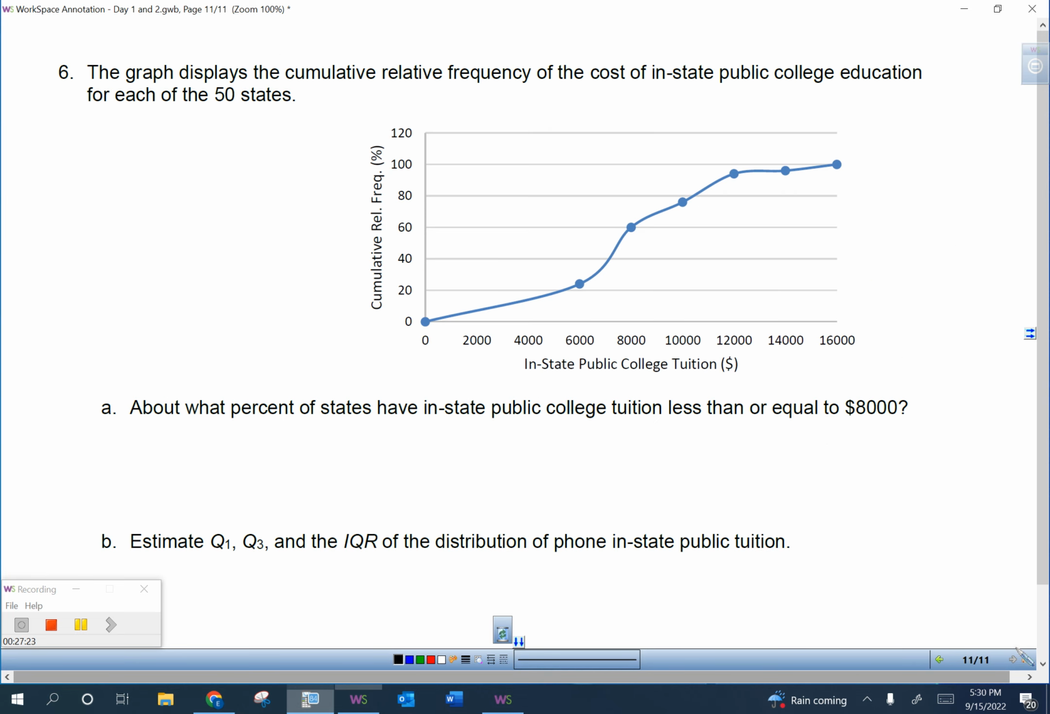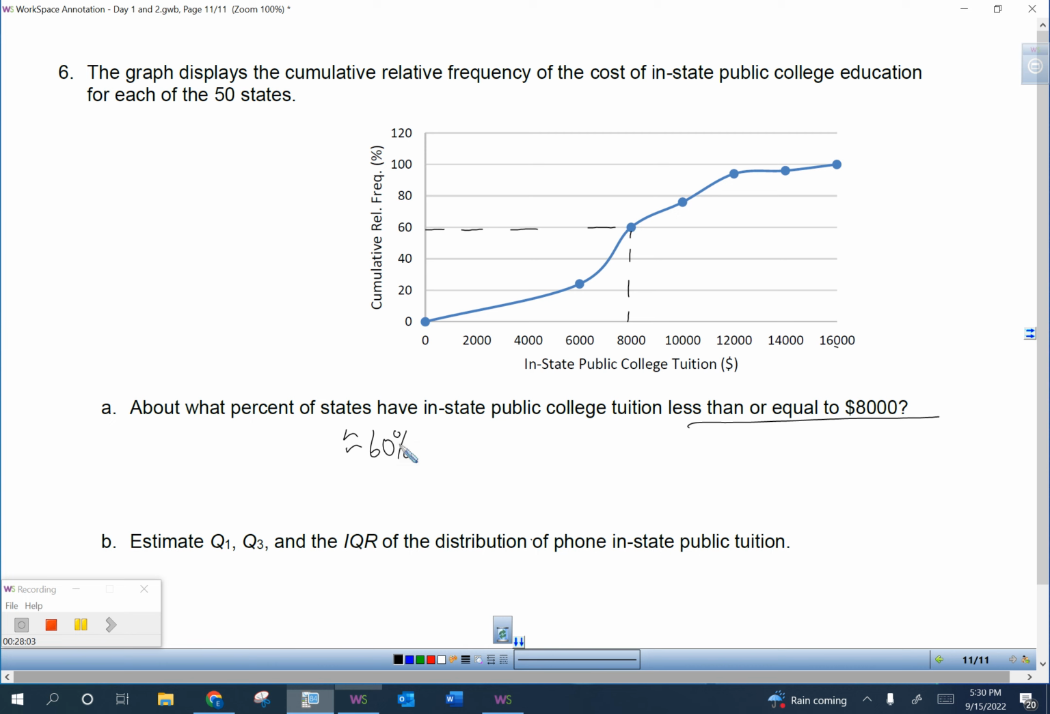Last problem here is related to a graph. This is just a quick estimation. Remember, if we do not have the raw data, we cannot find these exact values. We're just estimating using the X and the Y axis. So it says about what percent of states have in-state public college tuition less than or equal to 8,000? This is a cumulative relative frequency, which means the less than or equal is already built in. We just have to find this 8,000 on our x-axis. So here it is. Find where it corresponds on the y-axis and report that value. So it's about 60%.